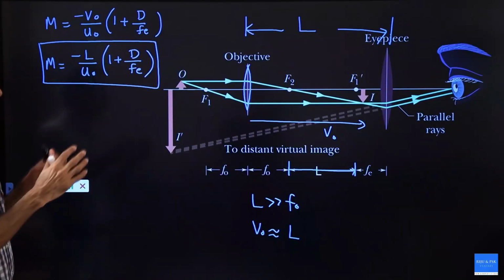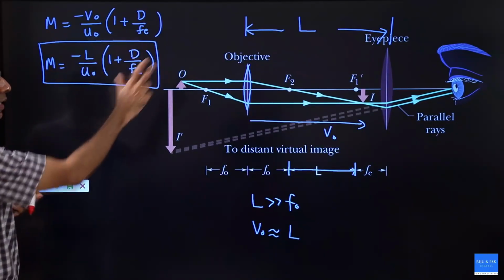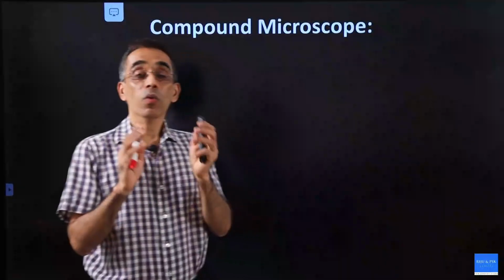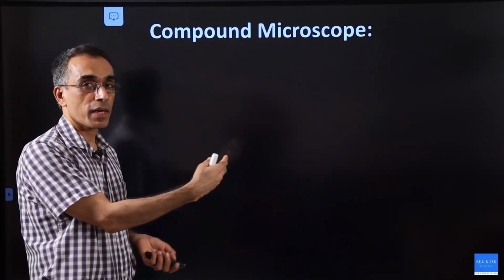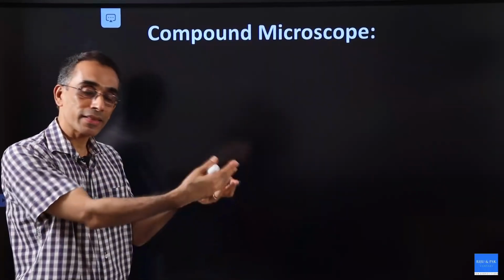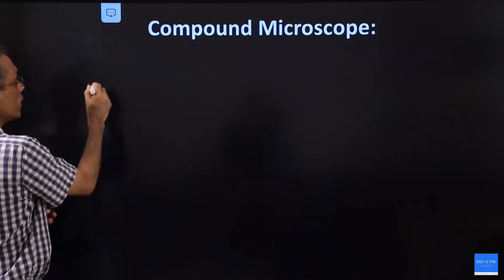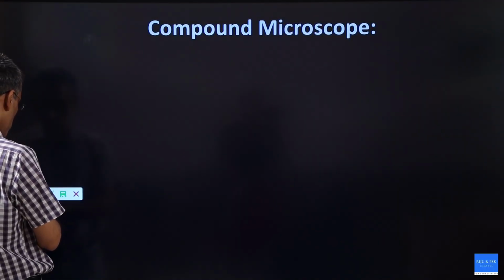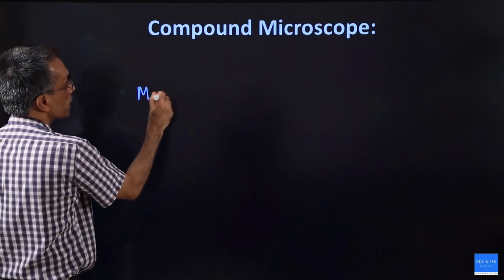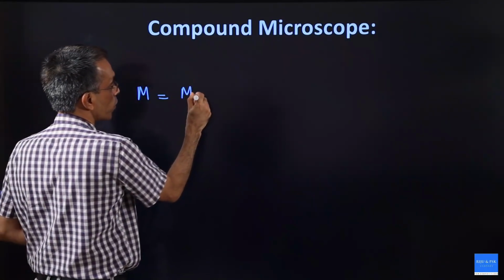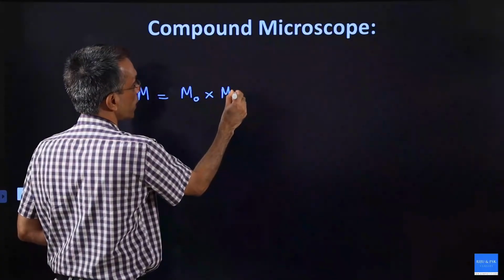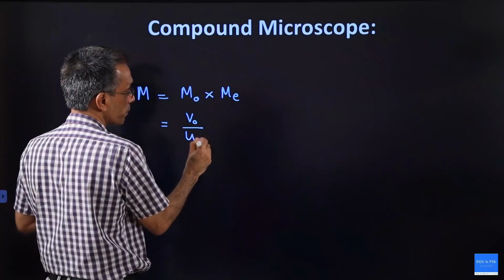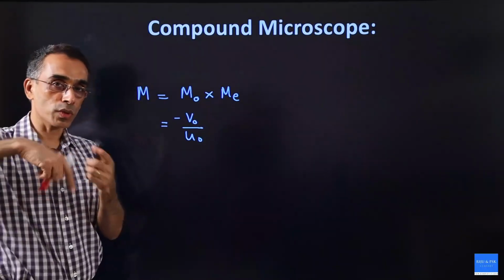Don't worry, during the MCQ session, we will clearly work out a microscope in that context. Now, what happens if the final image is at infinity rather than at D? Then the magnifying power is given by the magnifying power of the objective into the magnifying power of the eye lens. Now, the magnifying power of the objective will be VO by UO, with a negative sign to show the inversion.